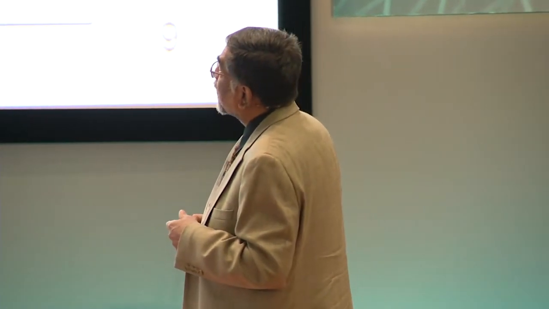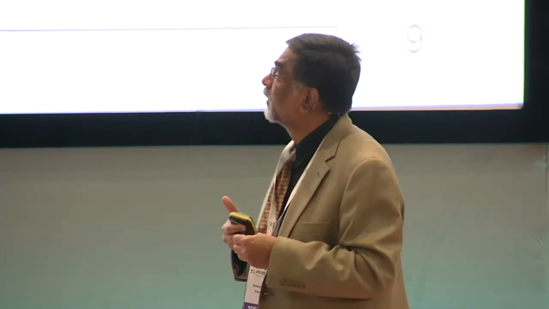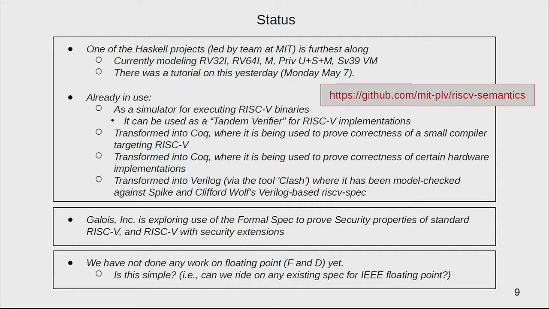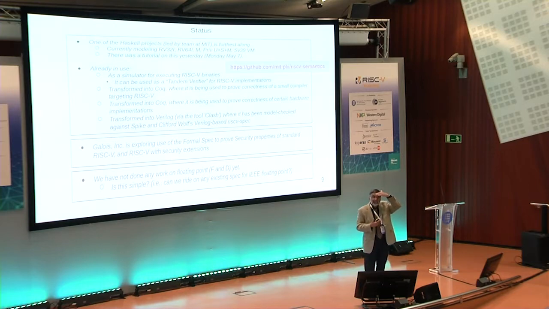One of the projects, and when I say Haskell I mean the Haskell programming language, has been chosen by a couple of the approaches here because it's a pure functional language, and it has very simple semantics when used as a simple functional language. One of the teams is led by the team at MIT, which is sort of furthest along in terms of how much they have covered of the kinds of things we're modeling in the ISA. You can see in the first bullet there the level of coverage so far in what's been done. And there was a tutorial on this yesterday by Thomas Bourgeat, who's in the audience perhaps. Thomas?